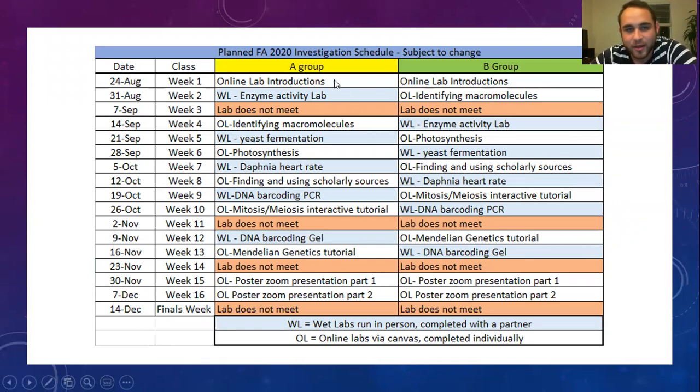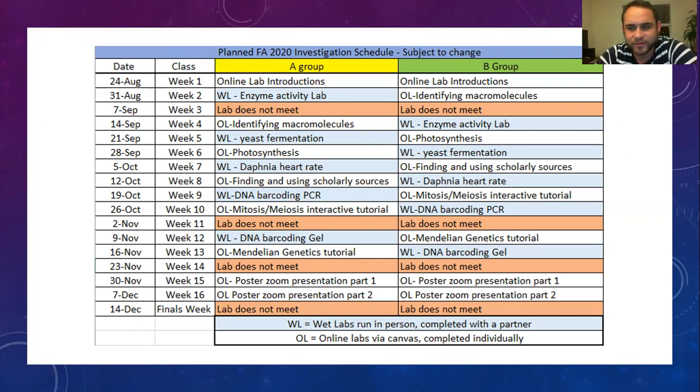So for example, Group A, we will see each other in person on week 2, but we won't see each other again until week 5, and then until week 7, until week 9. So just keep this schedule handy, simply to review: okay, do I have to go to lab today, or is today an online activity?